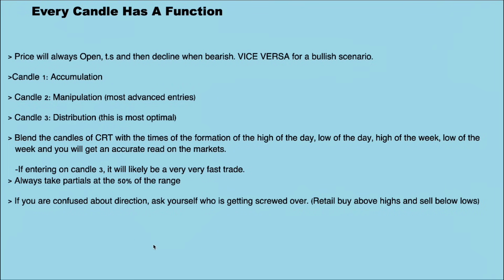Every candle has a function. As mentioned before, the price will always open, form a turtle soup, and then decline when the market is bearish, and vice versa when it's bullish. Candle 1 will always represent accumulation, candle 2 will represent manipulation, and candle 3 will represent distribution. The manipulation stage often offers the most advanced entries. This is where turtle soup occurs. The third candle, or the distribution stage, will provide the most optimal trade entries, which are especially suitable for beginners.